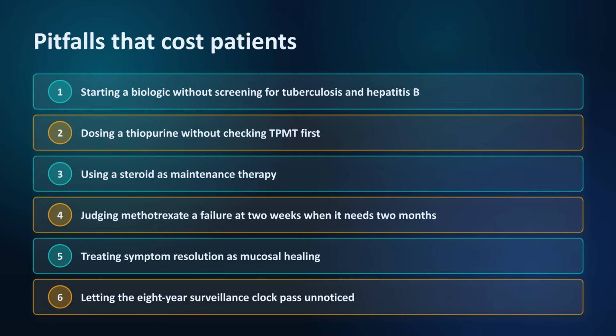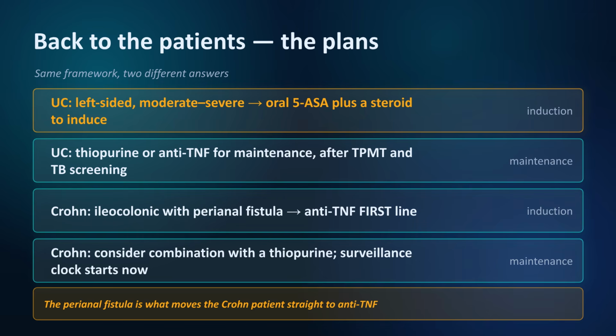And sixth, letting the 8-year surveillance clock pass unnoticed because the patient has been well. Being well is exactly when that clock is easiest to miss. Every one of those 6 is preventable with a checklist. Back to our 2 patients.